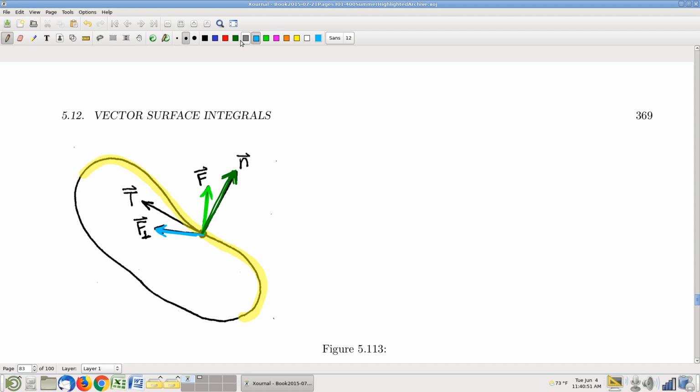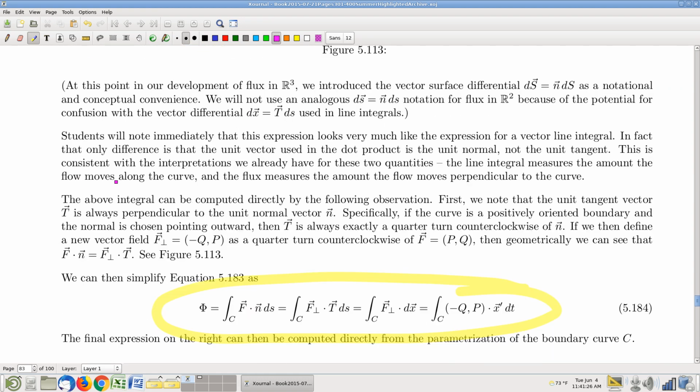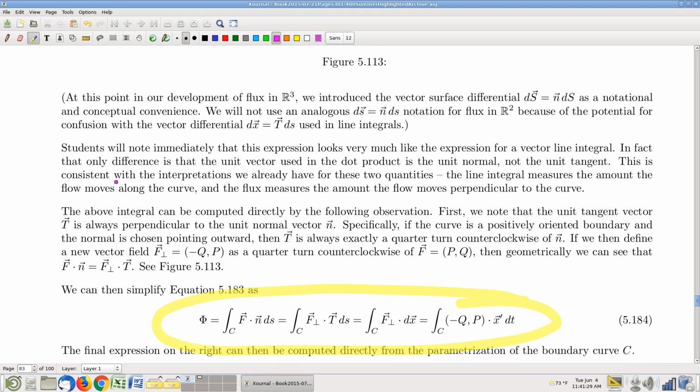But notice that when I turn the normal vector 90 degrees counterclockwise, I get the tangent vector. Right? And so the observation is that, if I'm just turning everything 90 degrees counterclockwise, that dot product, F dot n, is the same as that dot product, F perp dot T. I'm going to rewrite F dot n as F perp dot T. And everything kind of falls into place, as it turns out.